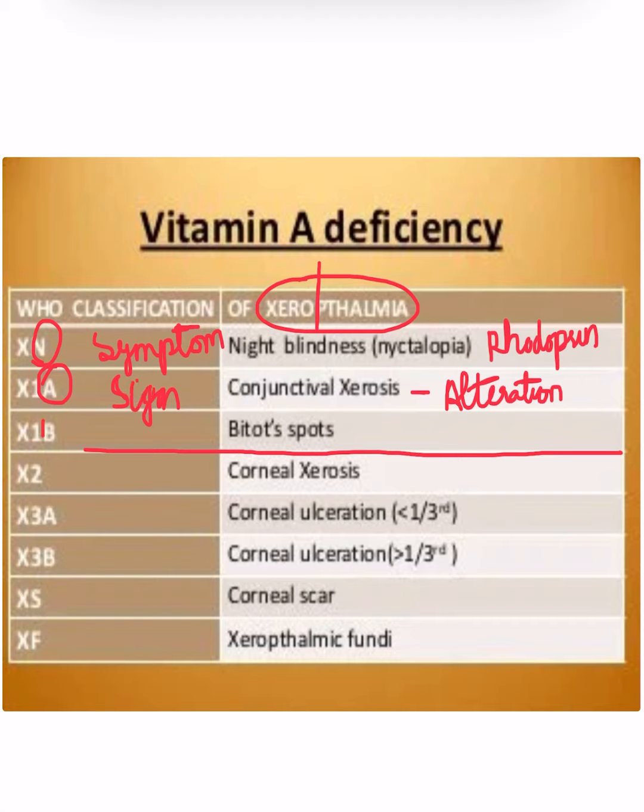And in 1B, B stands for Bitot's spot, the white dot spot. As the conjunctival xerosis continues, the conjunctival epithelium is hyperkeratinized and forms a plaque-like thing, that is called the white dot spot. It is the most common pathognomonic sign of vitamin A deficiency, and the pathology is due to the keratinization.